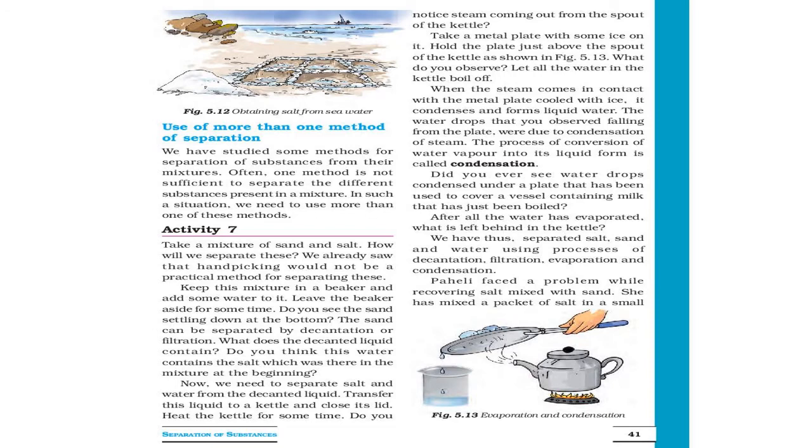Okay, now you can take a metal plate with some ice on it, and if you hold the plate just above the spout of the kettle, just like in the picture, the steam will come in contact with the metal plate that is cooled with ice, and that steam will condense and form liquid water. The water droplets that you observe falling from the plate are due to the condensation of steam.